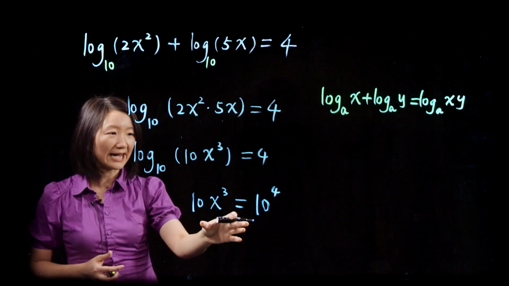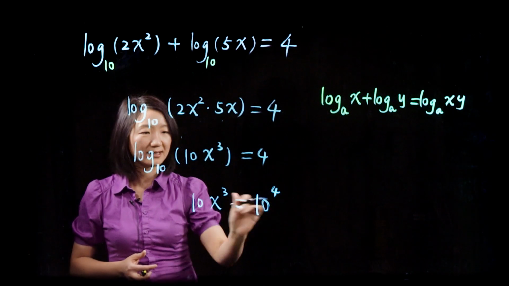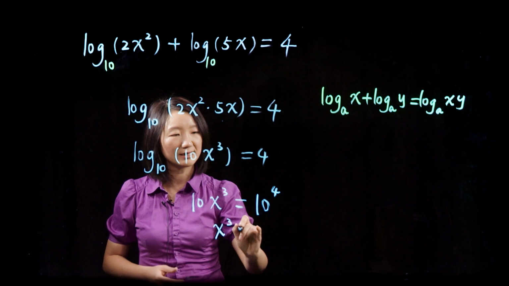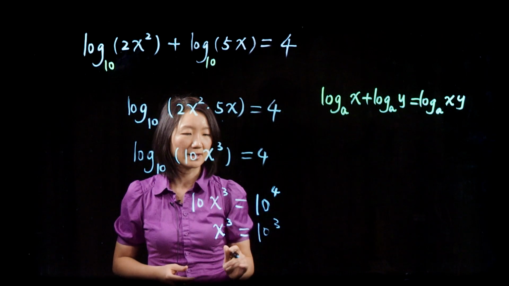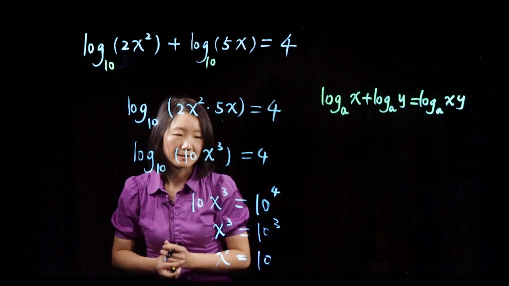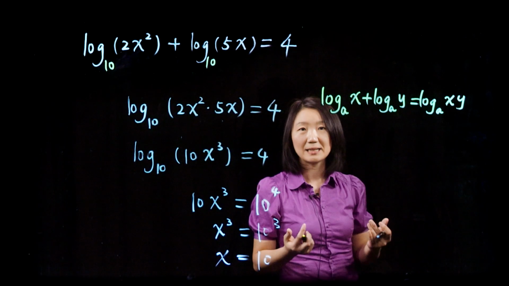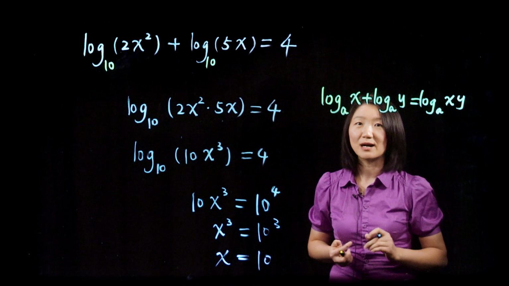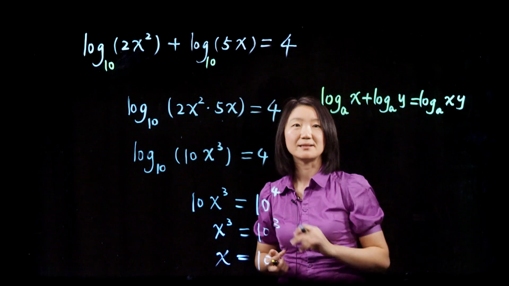Solving this equation for x, divide both sides by 10 first. We have x cubed equals 10 cubed. Therefore, x equals 10. Now we're almost done. But don't forget, you always check your answers when you solve a log equation.